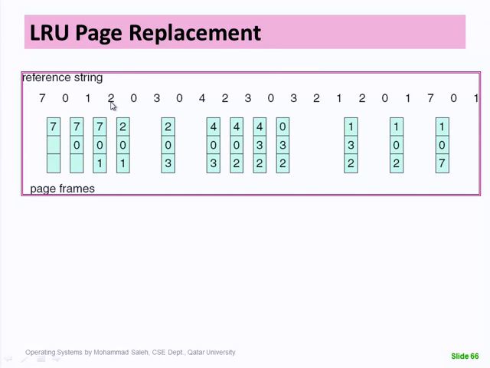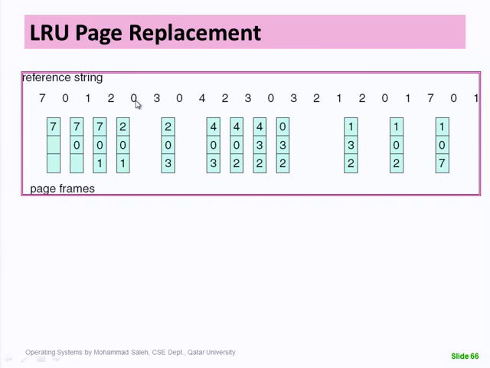LRU says, okay, find these pages in the history, back. Which one is the least recently used of them is the victim. Okay, so starting at this point, I find page 1 just being used. And then 0 as well. The last that had been used is what? 7. So 7 is the victim. So 2 will replace 7.